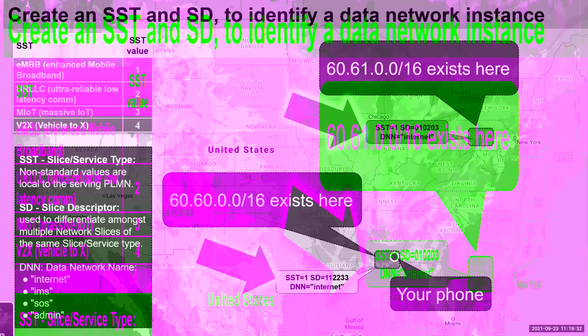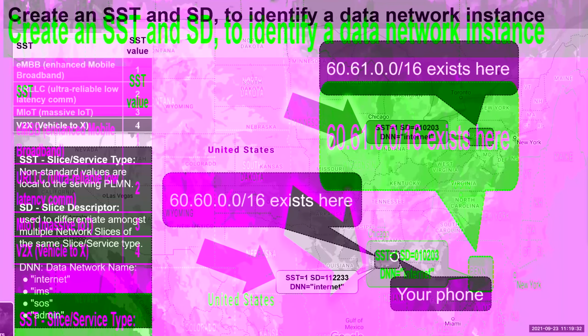And if you're of slice type number 2, then we can't even consider this slice. It's too far away. In fact, if this phone needs an IP address to do ultra reliable low latency, the only one that's going to work is the one right here in the Florida Panhandle. See how that works?